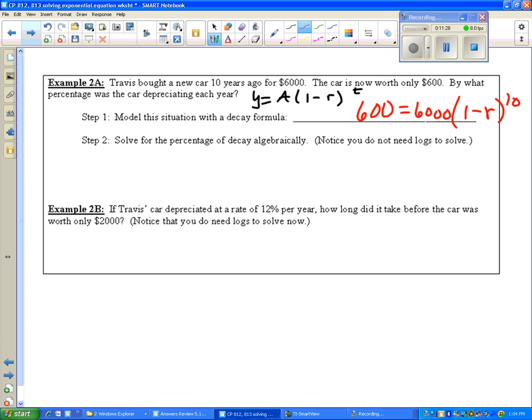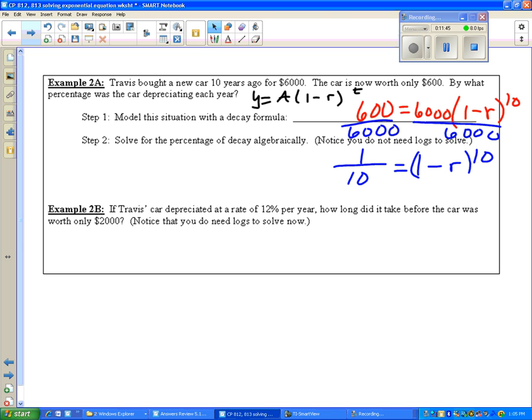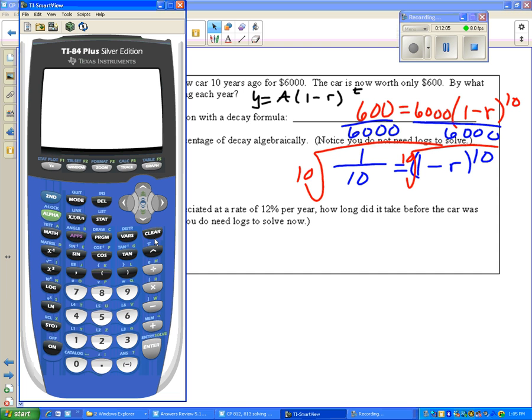So what I'm going to do here is divide by 6,000. So I get 1 over 10 is equal to 1 minus r to the 10th power. Well, what do I do at this point? Well, I need to find what my r is. So I need to take the 10th root of both sides. At this point, I pull up my handy dandy little calculator.